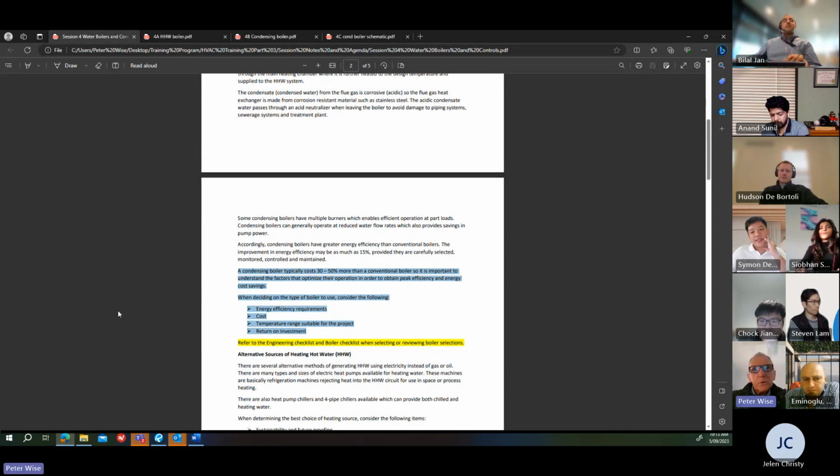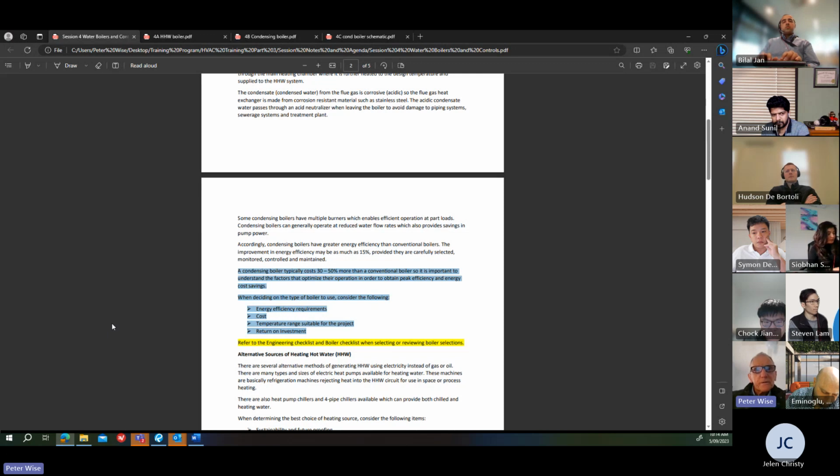When you're looking at the type of boiler to use on a project, you need to consider the following factors. Energy efficiency requirements. The NCC has requirements for boiler efficiency as well, so you need to comply with that. The cost, capital cost, and obviously the running costs.